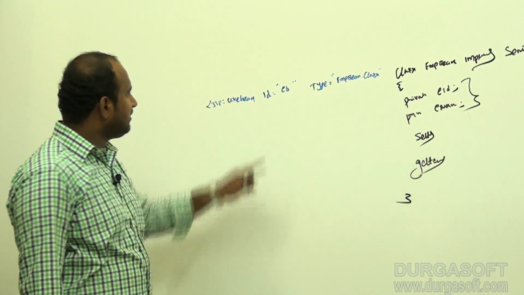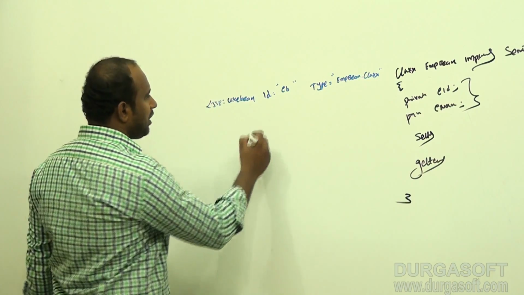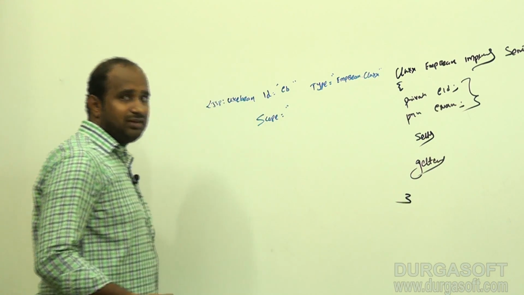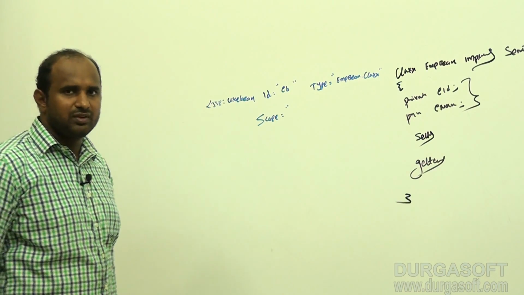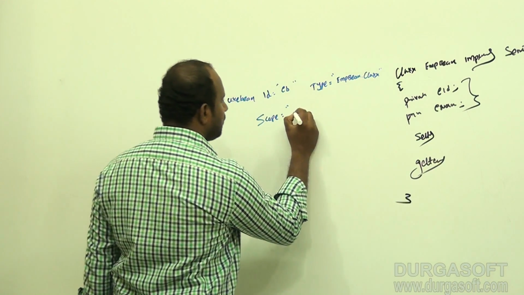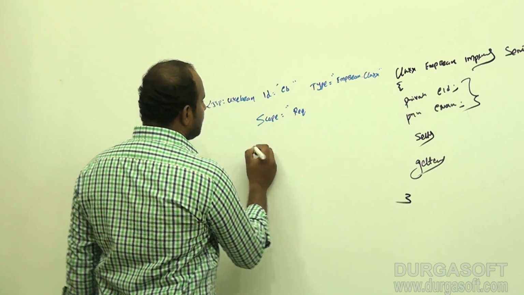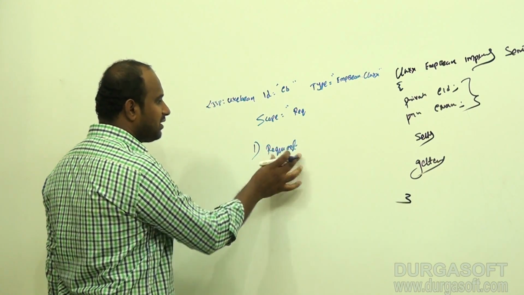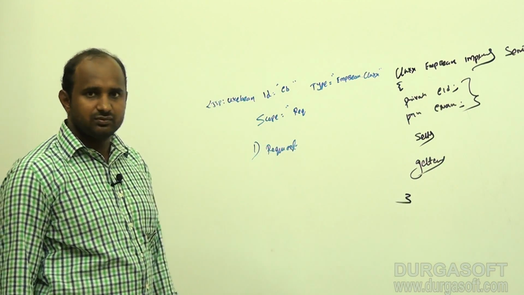So EmpBean contains ID, type, and we have the scope attribute also. What is the scope, Ratan? We have to specify the bean scope. What is the bean scope? We have 4 scopes regarding a bean. One is the request scope, so the bean is applicable only for the request resource here.